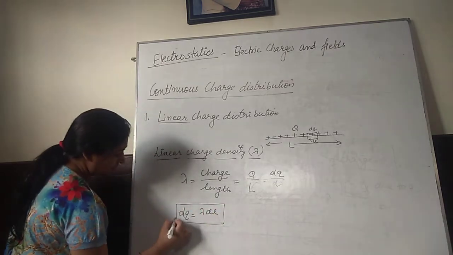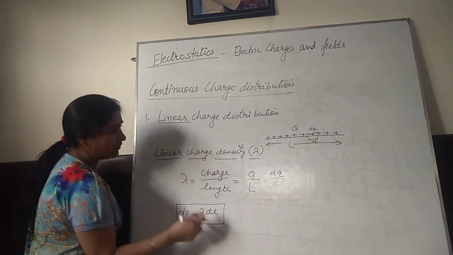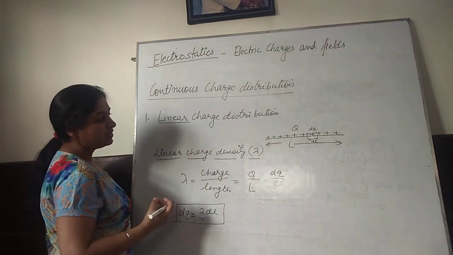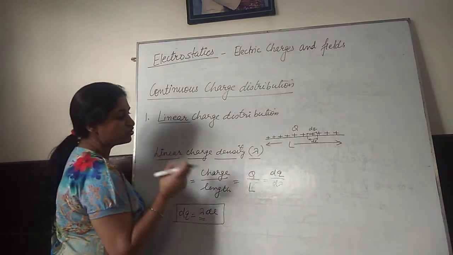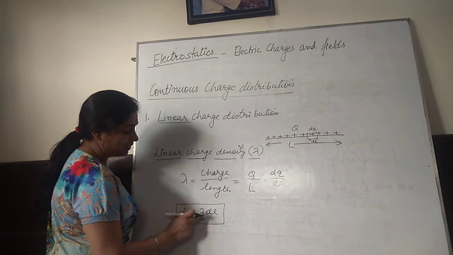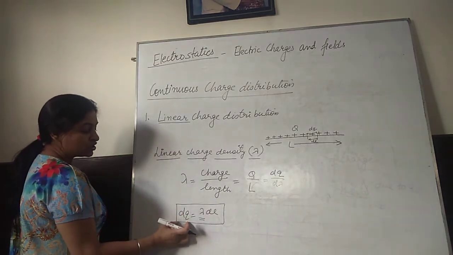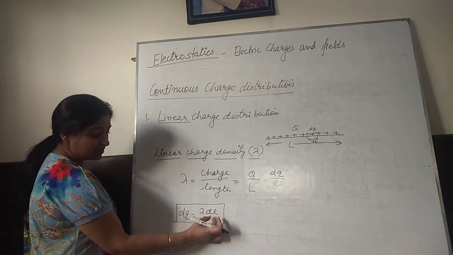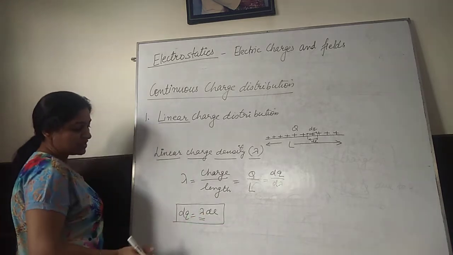So lambda will remain constant whether you are taking the full length of that line segment or some portion of that line segment. Using this lambda, you can find out the charge on that small length, if you know the length of the segment you are taking.